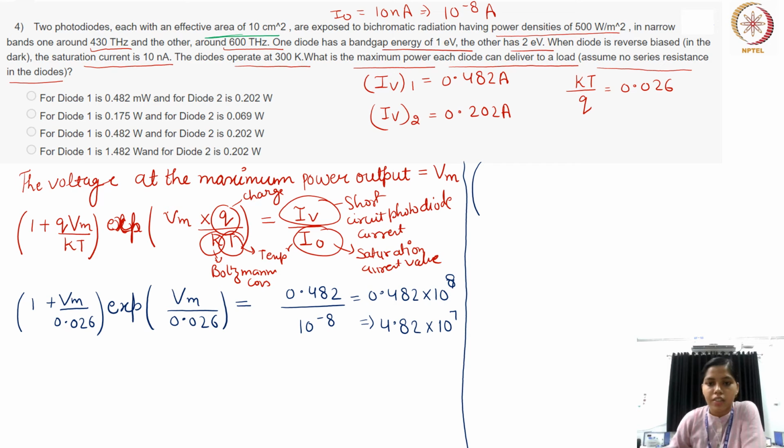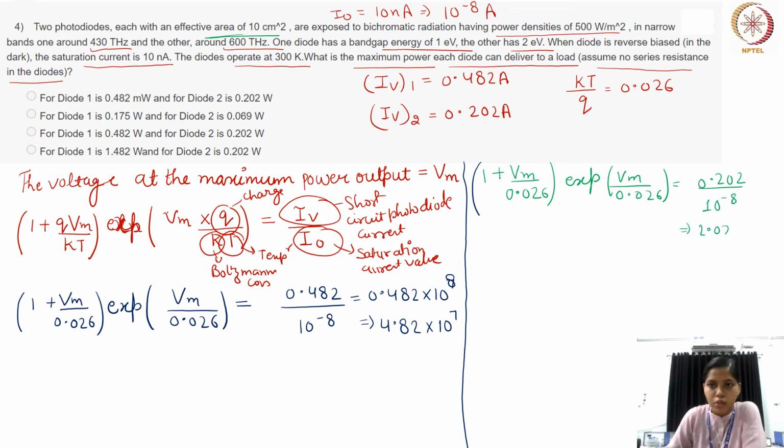Similarly, we can also write for the second photodiode. Let me change the color to differentiate. So for the second photodiode, it is 1 plus Vm divided by 0.026 times exponential of Vm divided by 0.026 is equal to 0.202 divided by 10 raised to the power minus 8, and that will give me 2.02 into 10 raised to the power 7. So is it clear to this point?